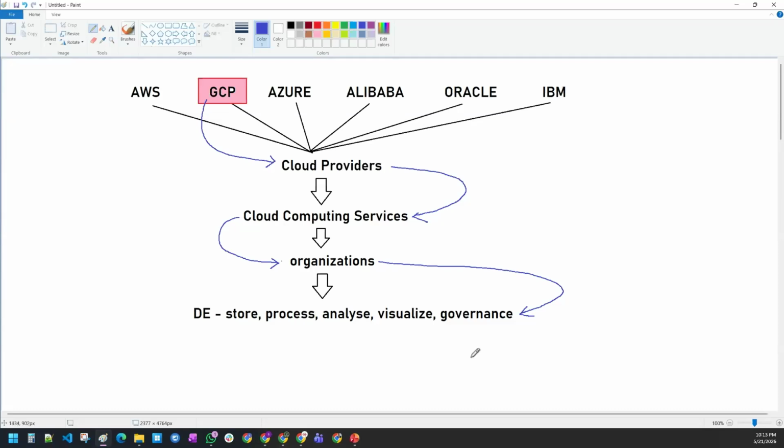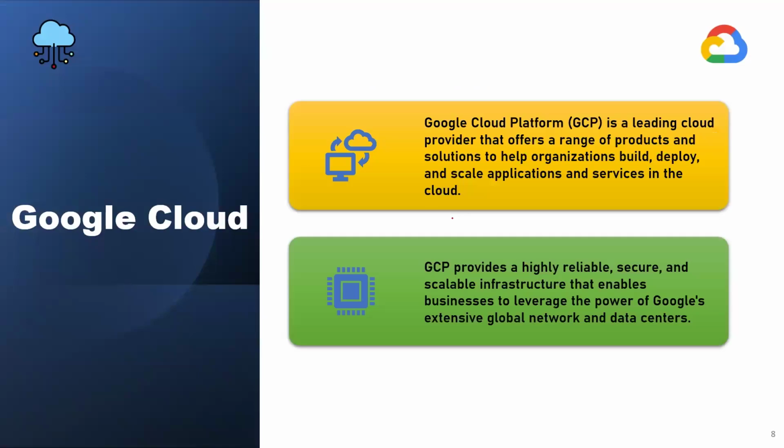And what are those services that it is offering? You can see the definition again over here also. Google Cloud Platform is one of the leading cloud providers that offers a range of products and solutions to help organizations build the application, deploy the application, scale the applications and services in the cloud. Maybe this definition is unknown to you at this point of time. Some aspects of the definition you may understand. Some people may understand 50%, some 40%, 60%, 70%.